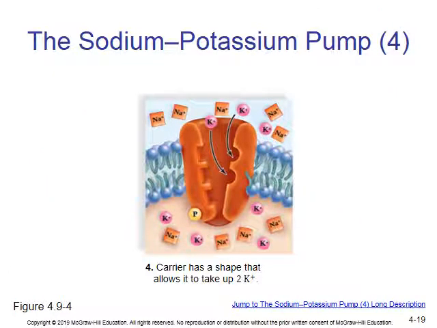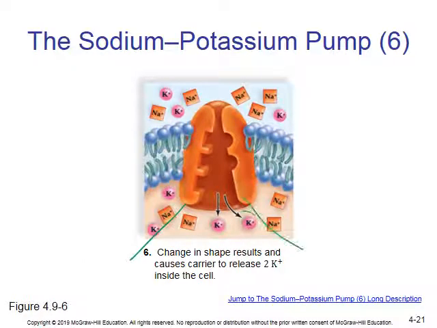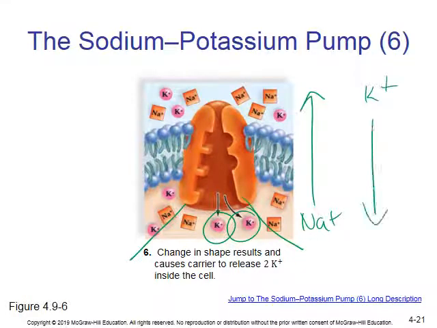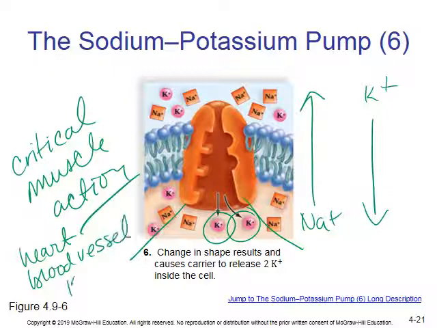What happens next is it picks up potassiums. The potassiums bind, and now this phosphate is ejected off of the protein, and now the protein opens up and drops the potassiums. So what are we doing? Big picture, we're moving sodiums this way and we're moving potassiums this way. This is critical for muscle action. When I say muscle action, I'm talking about heart, I'm talking about blood vessels, any place you have muscle, not just your skeletal.